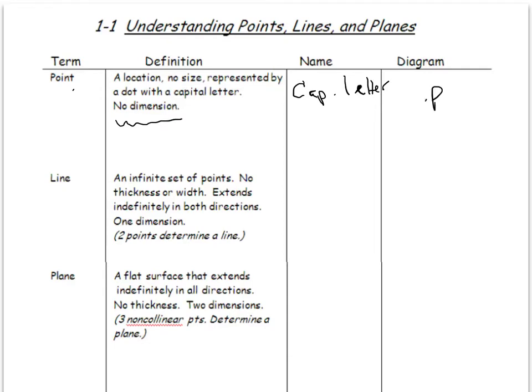The next thing that we're going to talk about is a line. A line is simply just an infinite set of points. It has no thickness, it has no width, and extends indefinitely in both directions, meaning it goes on forever. One thing to remember, and we're going to talk about this later, is that 2 points determine a line. So we want to name our line with a lowercase letter.